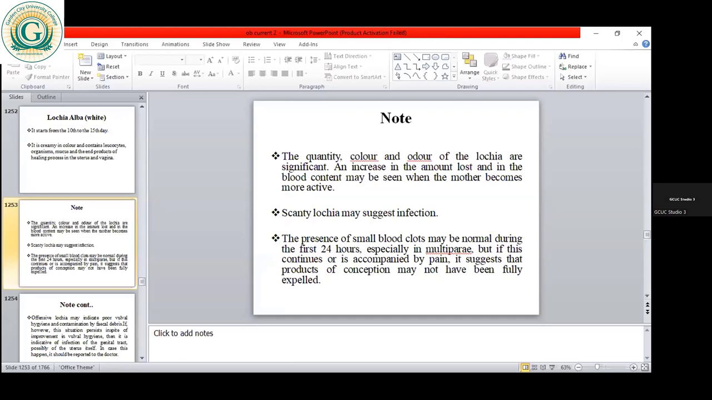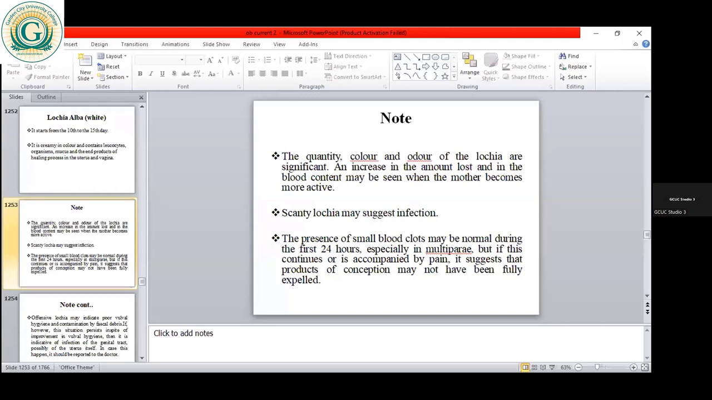The presence of small blood clots may be normal during the first 24 hours. Remember, that is the period of lochia rubra, especially in multiparous women. But if this continues and is accompanied by pain, it suggests that the products of conception may not have been fully expelled. The woman may bring out blood after delivery, but she should not bring blood with pain. If she has pain, it means she still has products of conception, placenta or membranes, which are causing severe contraction of the uterus.